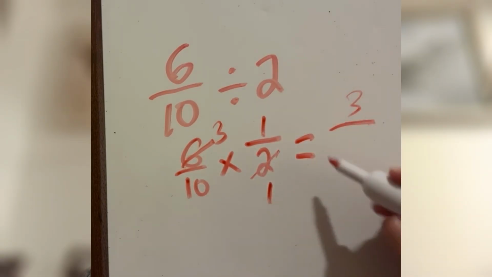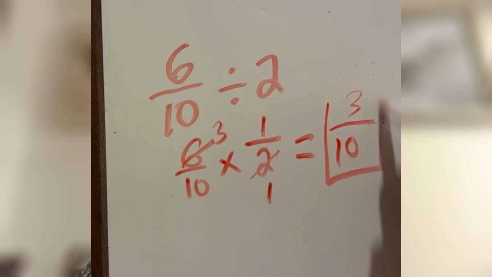And we're going to multiply across. 3 times 1 is 3. 10 times 1 is 10. And again, just double check that this is as simplified as we can get, and it is. So our final answer would be 3 over 10.